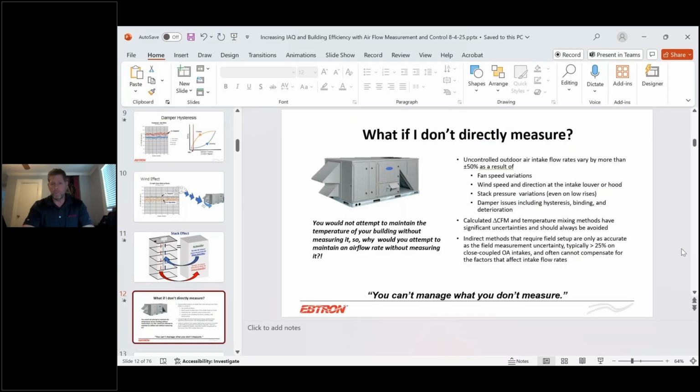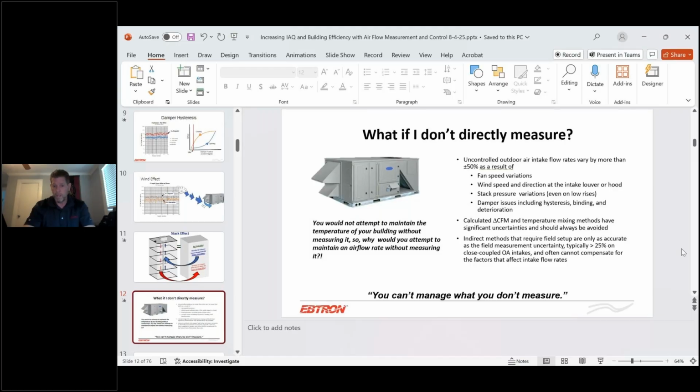So what if I don't directly measure my airflow and I don't control that? Our little statement there, you wouldn't attempt to maintain temperature without a thermostat. You really shouldn't try to maintain your airflow rates through your air handling unit without some type of measurement device, and then controlling your dampers, because you could potentially be off by 50% because of all these different variations we talked about.